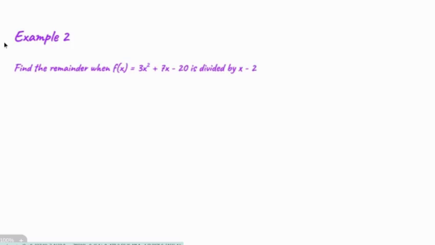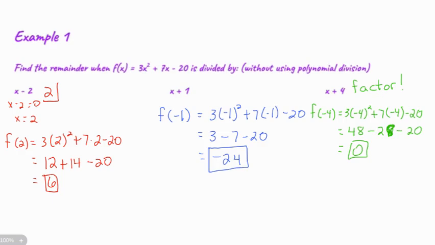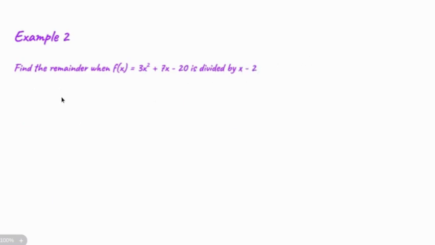So find the remainder when f of x equals same polynomial as before divided by x minus 2. So we're going to confirm it. It's not enough to just look at it. So let's go back. We had a remainder of 6. We're going to confirm that. And they're all linear terms, so we're just going to use synthetic division. We got 3, 7, negative 20.